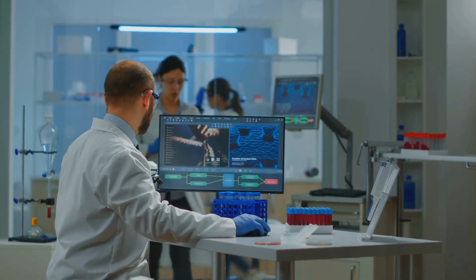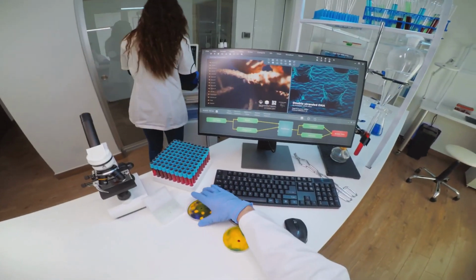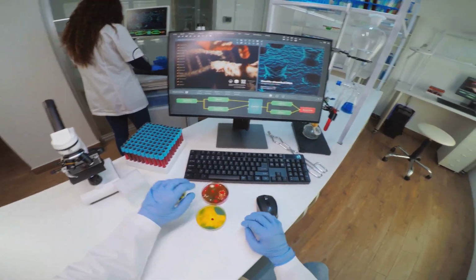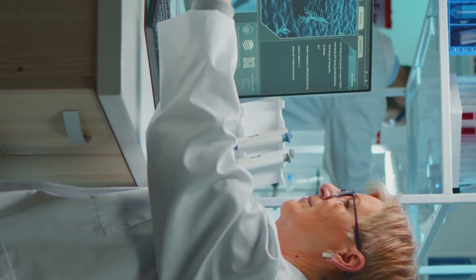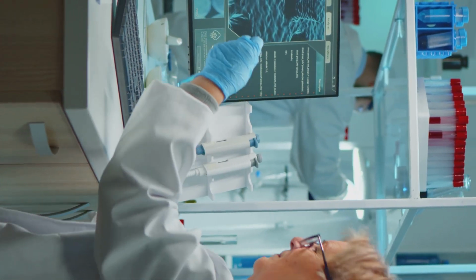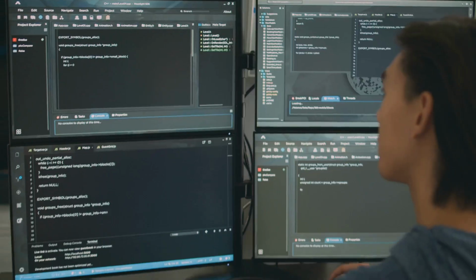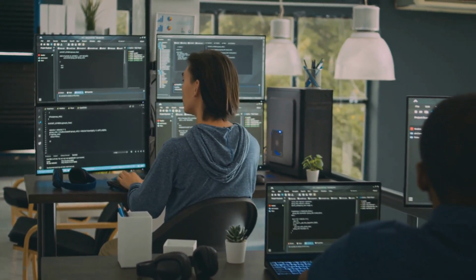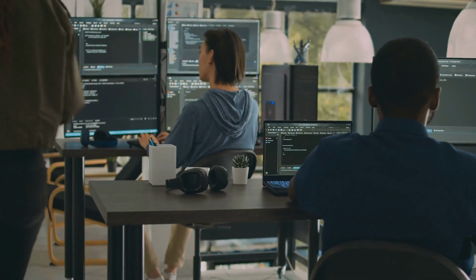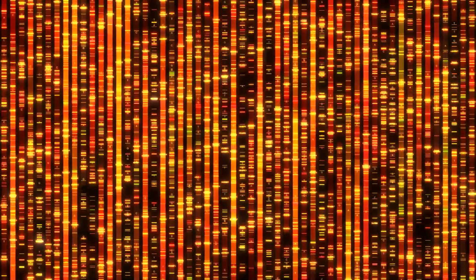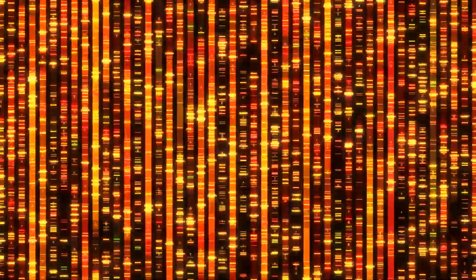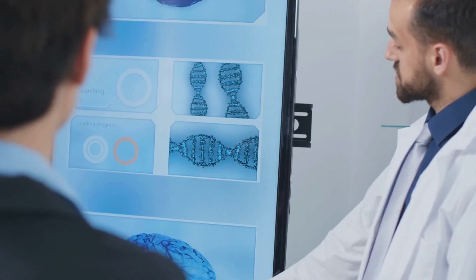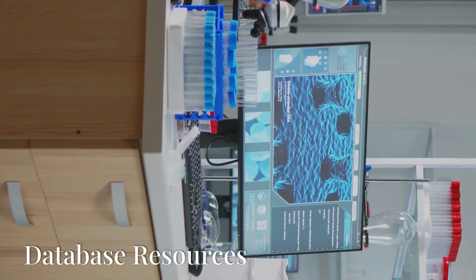Alignment and variant calling tools. Alignment tools such as Bowtie, BWA, and STAR are used to map DNA sequencing reads to a reference genome. They align the short reads generated by sequencing platforms to the appropriate genomic location. Variant calling tools such as GATK, SAMtools, and FreeBayes identify genetic variants such as single nucleotide polymorphisms, insertions, deletions, and structural variations by comparing the aligned reads to the reference genome.